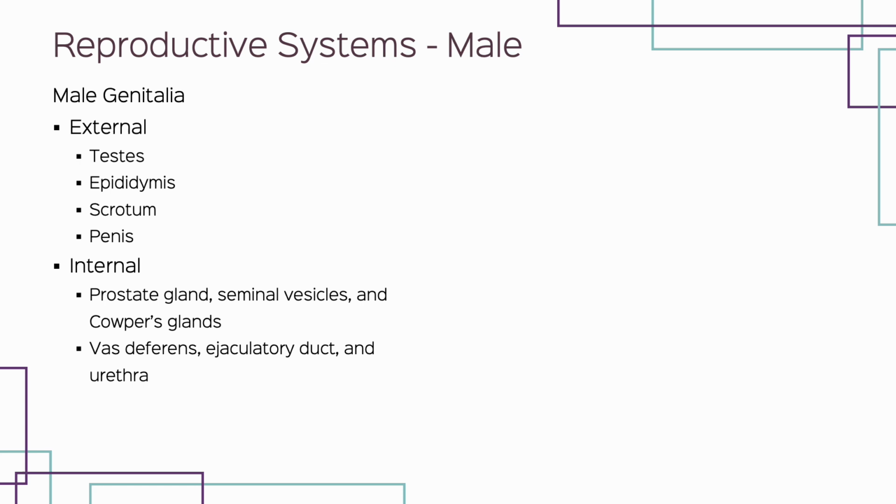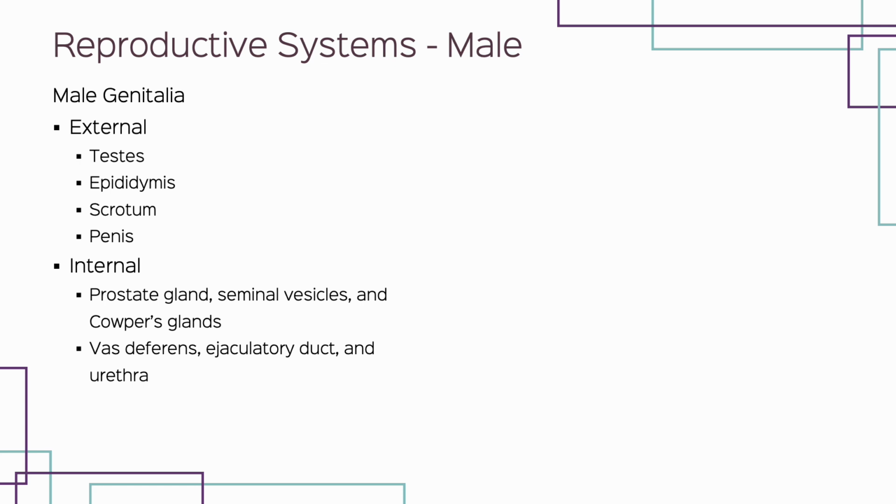The testes are oval-shaped, about 2 inches in length and 1 inch in diameter. Testes produce and store sperm and are an endocrine organ secreting male sex hormones into the blood. Sperm are produced and mature in seminiferous tubules and then enter the epididymis. The epididymis is an elongated structure on the posterior surface of the testes. New sperm are transported into the epididymis and stored there until mature.